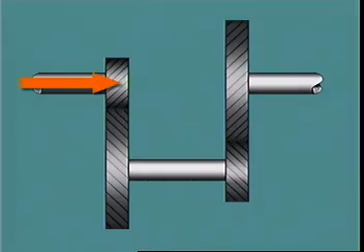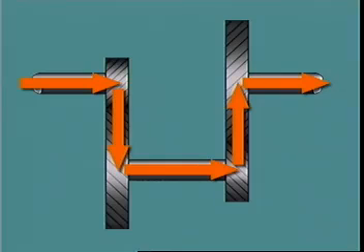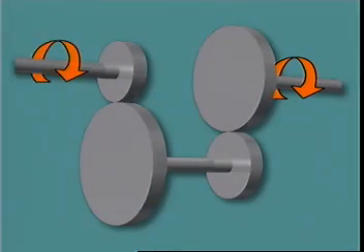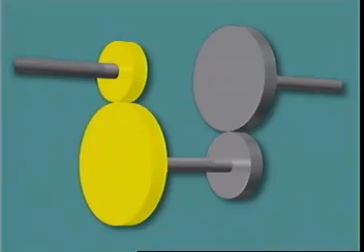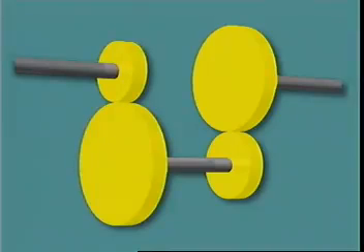The motion of the input is transferred through the large gear, along the countershaft to the smaller gear, to the output. The output turns in the same direction as the input, but at a reduced ratio, depending on the relative sizes of the gears. Since 2 pairs of gears are involved, their ratios are compounded or multiplied together.